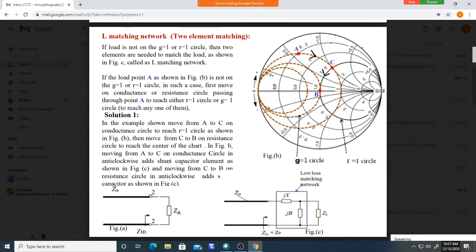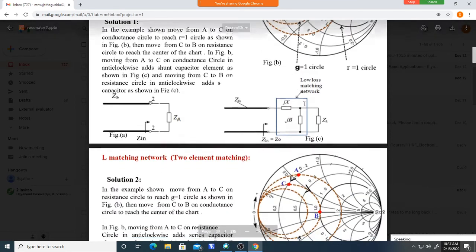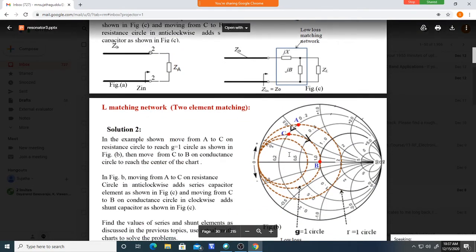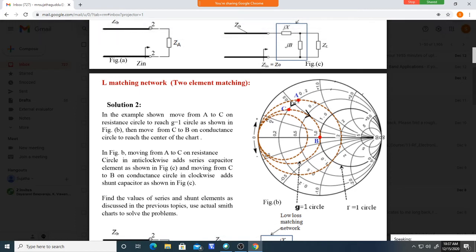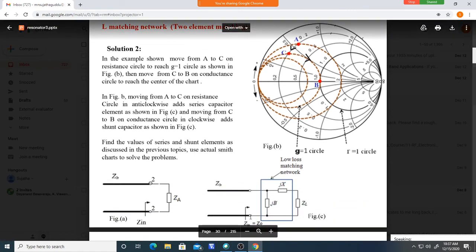Another problem you see here. Another way also you can do. For example, here you see that I have done here. Some point is here. I want the impedance to be 50 ohm. I am here. How to change it? One option from here: wherever you are, from there you should reach the G equal to one circle or R equal to one circle. That is the option here.